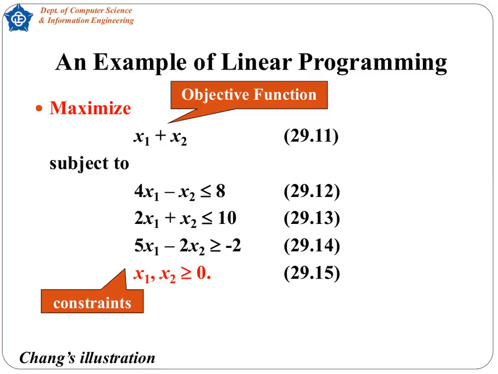To put these ideas into practice, let's examine a straightforward linear programming model. Our objective is to maximize the function x1 plus x2 subject to three linear constraints. 1. 4x1 minus x2 is less than or equal to 8. 2. 2x1 plus x2 is less than or equal to 10. 3. 5x1 minus 2x2 is greater than or equal to minus 2. We also require x1 is greater than or equal to 0, and x2 is greater than or equal to 0. Together, these inequalities carve out the feasible region, and our task is to find the point within that region that yields the highest value of x1 plus x2.